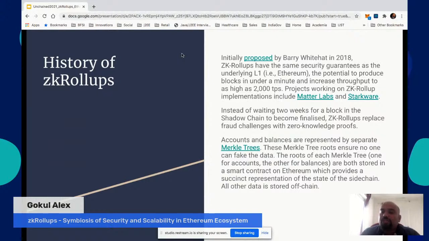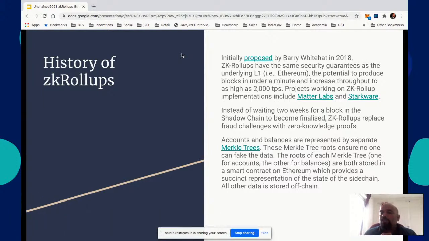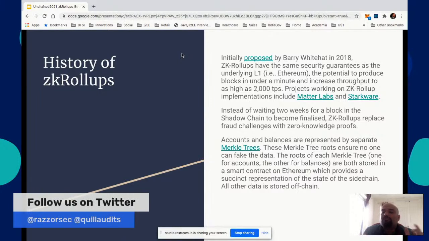These Merkle tree roots ensure no one can fake the data, because a Merkle tree is a very powerful data structure to verify end-to-end data accuracy. Even if one single node changes, the entire Merkle tree changes, right? That's how the roots, the parents and the child nodes are connected. The roots of each Merkle tree, one for the account and another for the balance, are both stored in a smart contract in Ethereum. So the roots of the account Merkle tree and the balance Merkle tree are stored on an Ethereum mainnet smart contract.